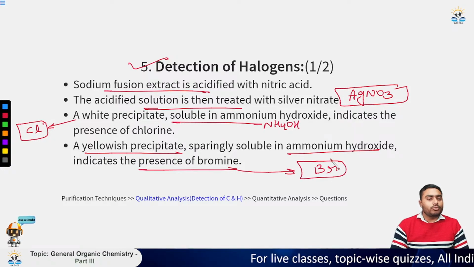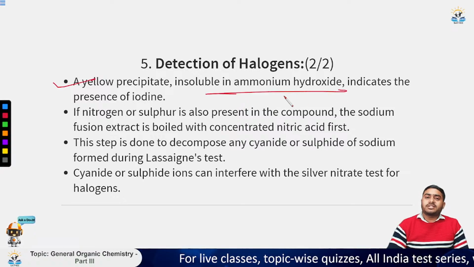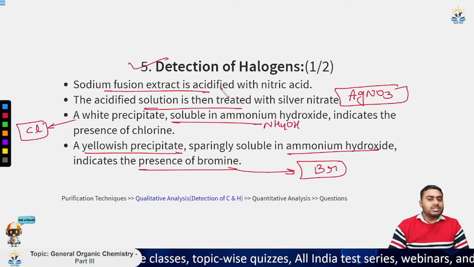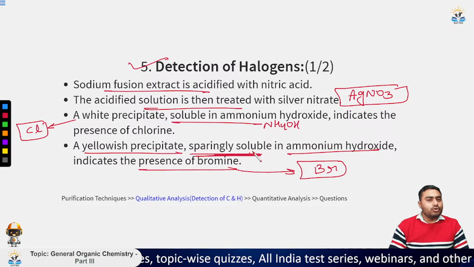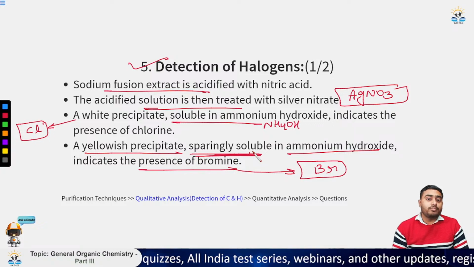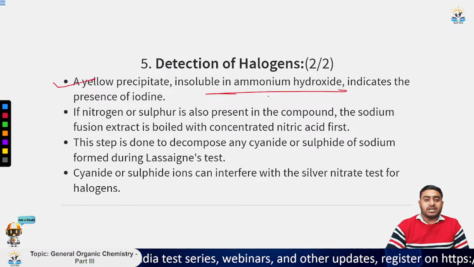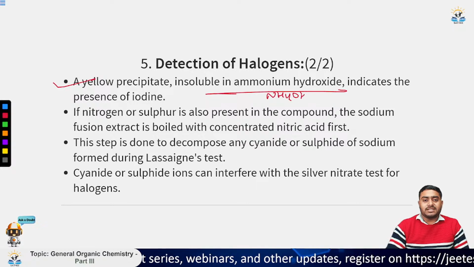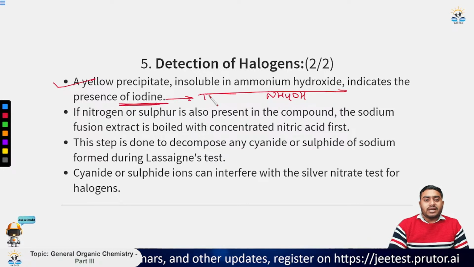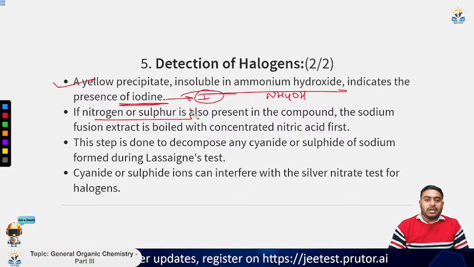So fluorine, chlorine, bromine, iodine. A yellow PPT insoluble in ammonium hydroxide indicates the presence of iodine. If a yellow PPT is formed which is sparingly soluble in ammonium hydroxide, what does that indicate? The presence of bromine. But if a yellow precipitate is formed which is insoluble in ammonium hydroxide, a weak base, you know very well, that is NH4OH, it indicates the presence of iodine.